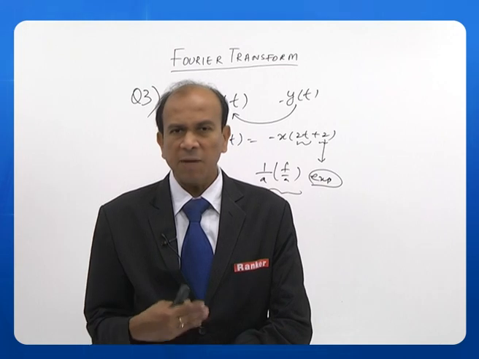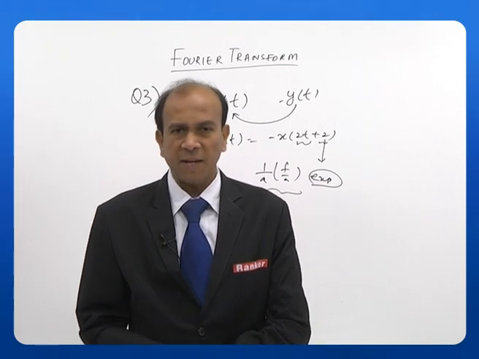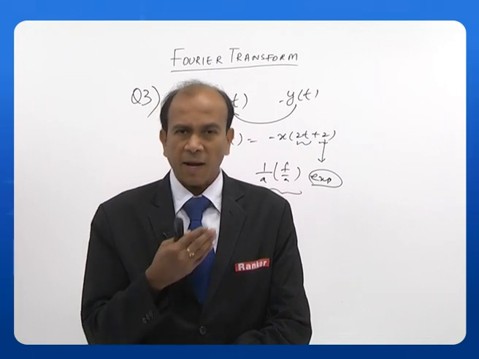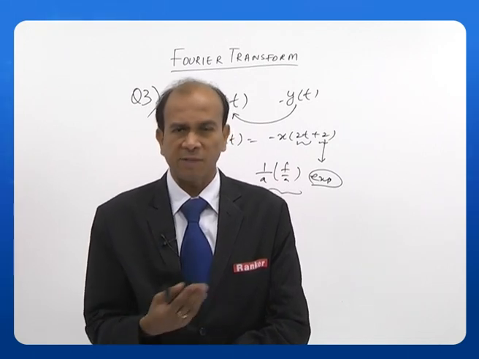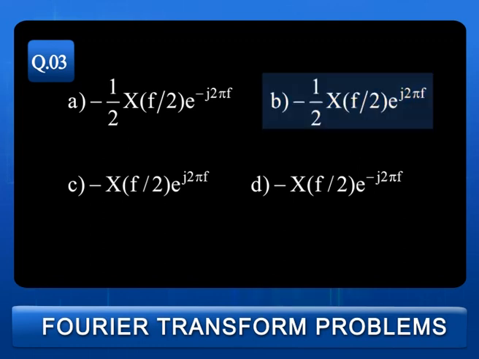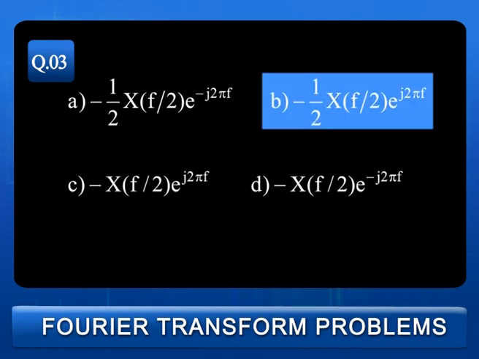Now comes the second point, where there is an exponential term involved. So, you have to choose the sign of the exponential power, whether it is minus or plus. So, here the answer is B, that is minus half x of f by 2 e to the power of j 2 pi f.